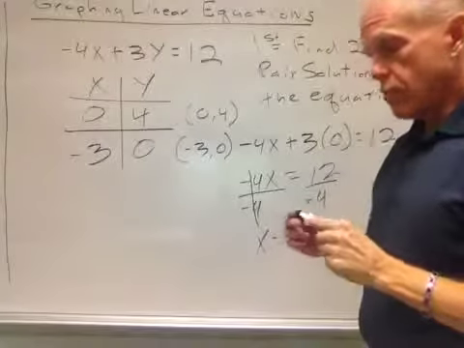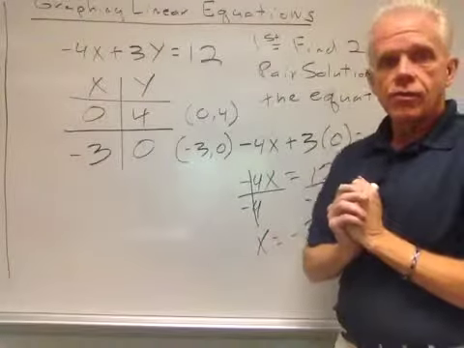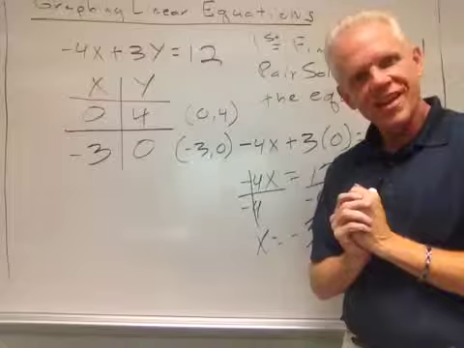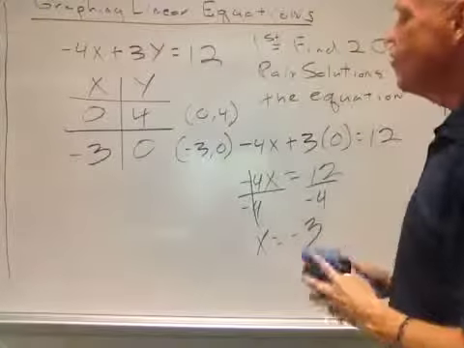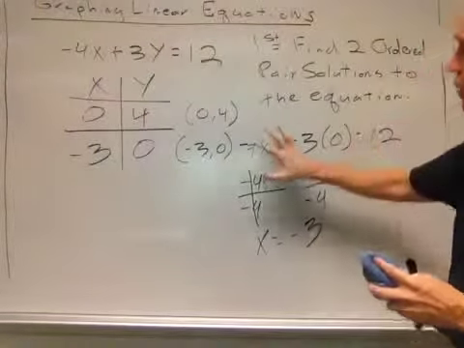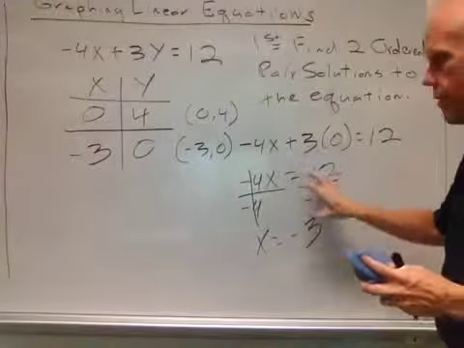Now when we have two ordered pairs, what we can do is plot those on a graph and draw a line. It takes 2 points to draw a line. So let's do that. If you need to, go ahead and pause the video, copy this piece down.